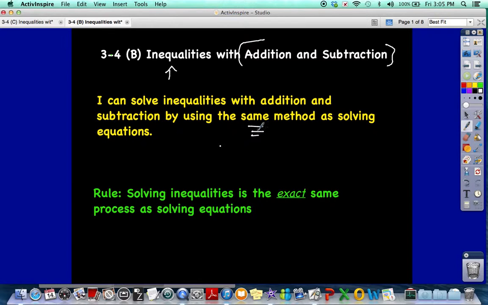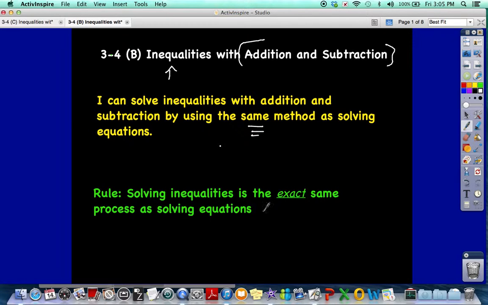Notice the same. So this is going to be a super, I hope, easy video. But there are some concepts I want to make sure that we're clear on as we go through this. Here's a rule. Solving inequalities is the exact same process as solving equations. You're going to see that in just a second.